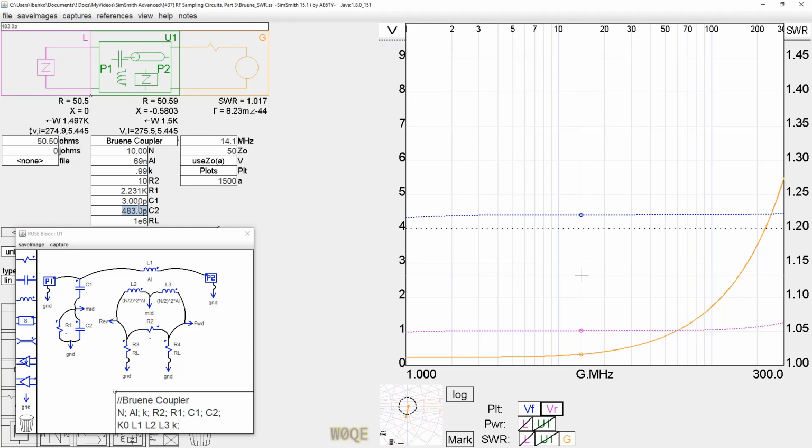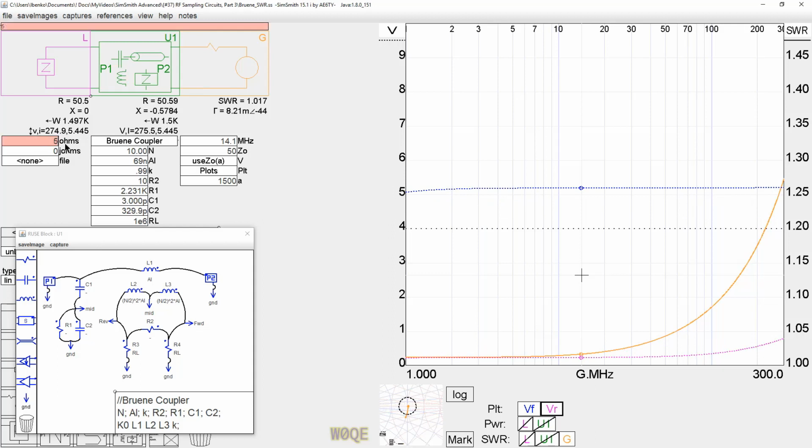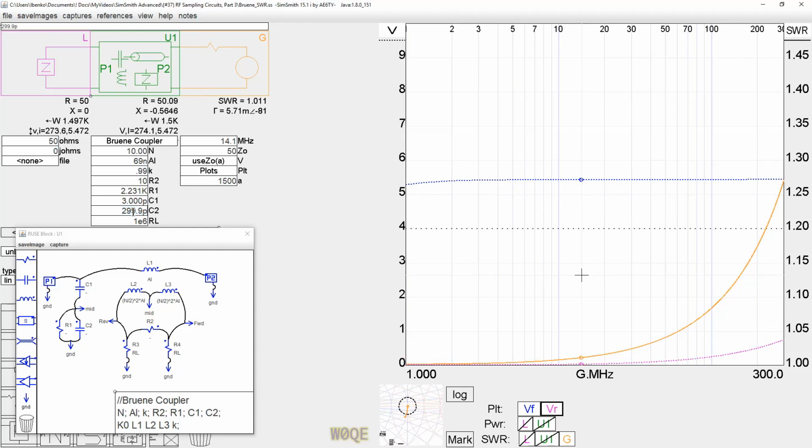And we can see here that as we change the capacitance value, with the 50 ohm, let's make it exactly 50 ohm load. And let's adjust this capacitor for minimum value here.